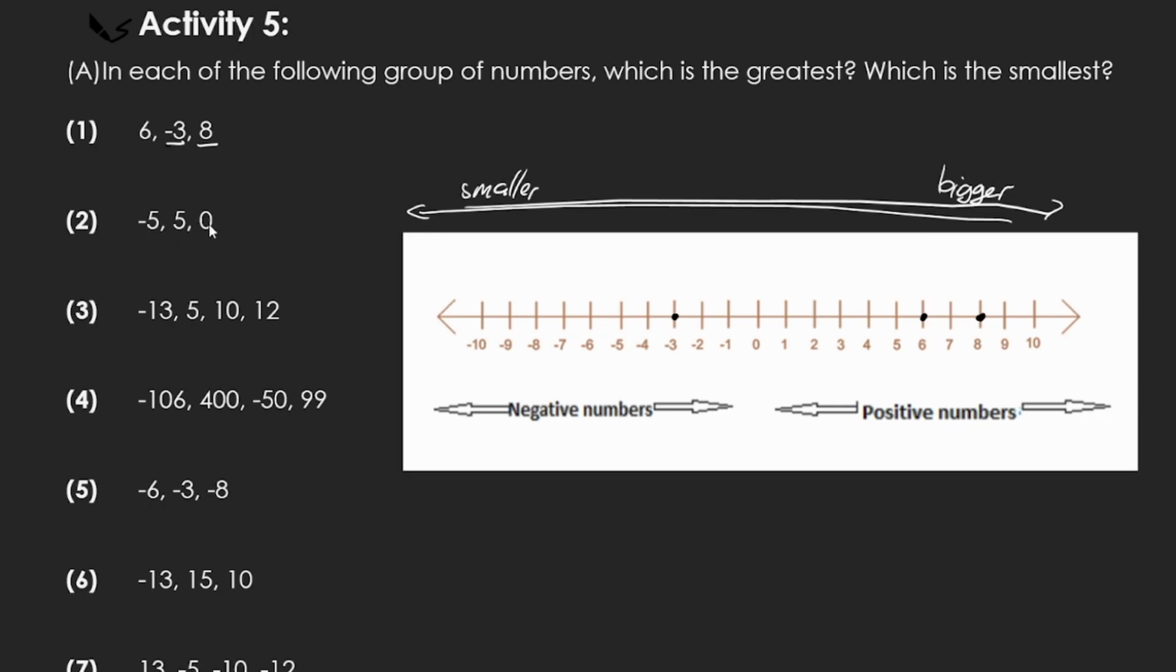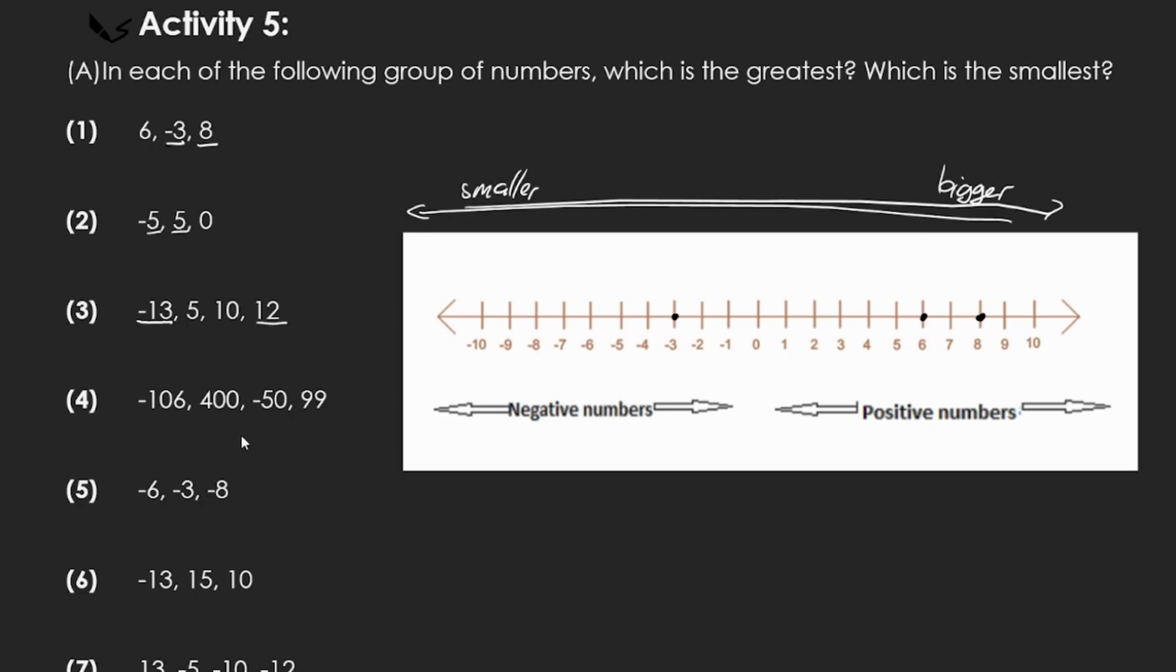Number 2, we have negative 5, 5, and 0. Take note, all positive numbers are greater than any negative number. We can already see that negative 5 here is the smallest. The greatest here is 5. Number 3, we have this set of numbers. We have 1 negative, so no question, this is the smallest. And among these 3, 12 is the greatest.